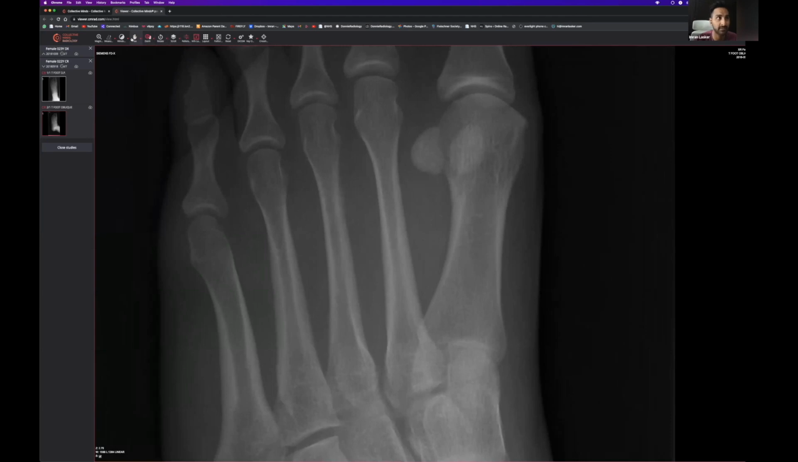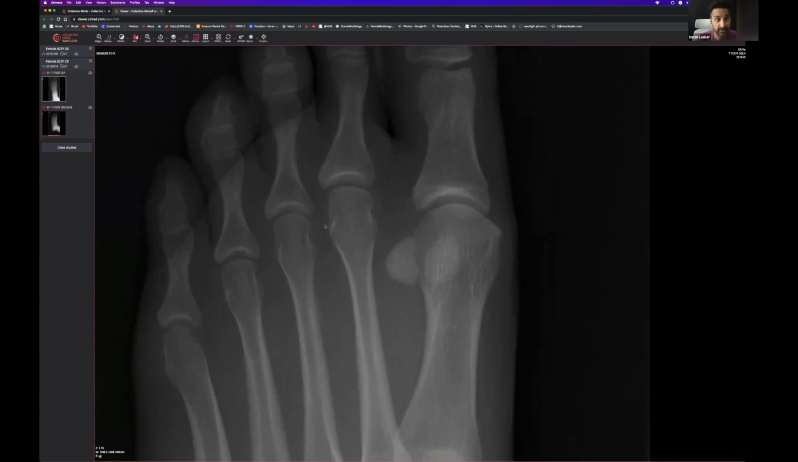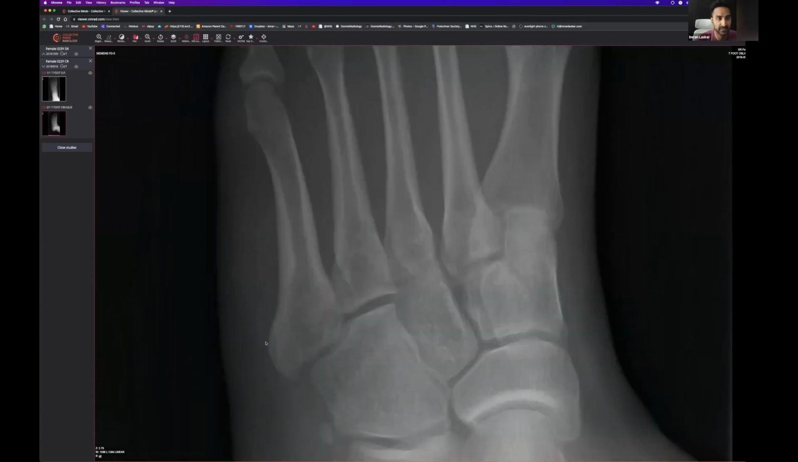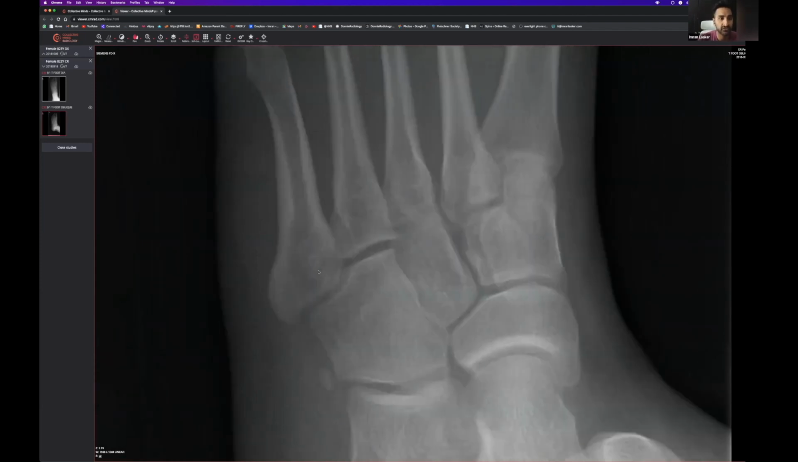then you're probably looking at something along the lines of Freiberg's infraction, which is not the case here, because if you look at those metatarsal heads, they look very, very normal indeed. The next place I'd be looking at is the base of the fifth metatarsal, because that is generally where people do get fractures. In this situation, we can't see a fracture here. That looks very, very smooth, not much in the way of soft tissue swelling.